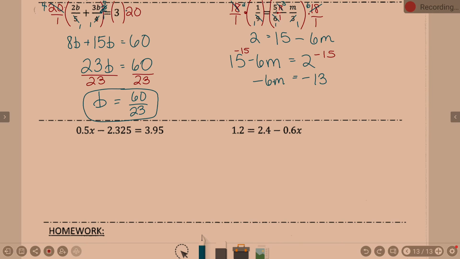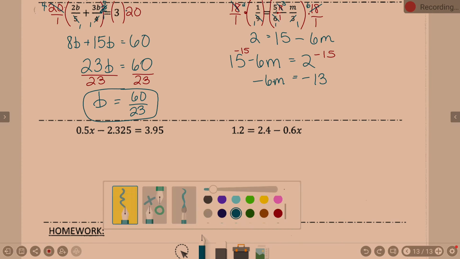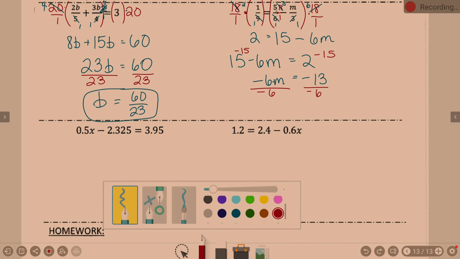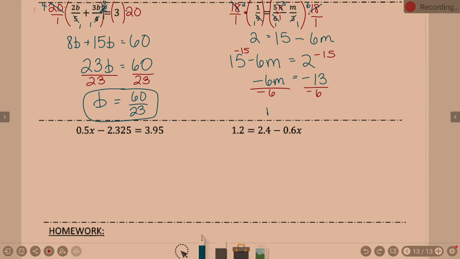So we want to divide. Negative 6 cancels. M equals negative 13 divided by negative 6. You can't do it evenly, so you get a decimal, right? So 13 divided by 6 is a decimal, so we're going to say it's 13 over 6. Now notice a negative divided by a negative is a positive.